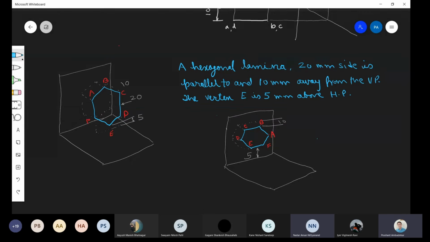What is the question saying? The question is saying that vertex E, or I can say corner E, is 5 mm above HP. So this also satisfies the question condition. E is 5 mm above HP. I can draw like this also, or I can have one more solution. Let me show that to you. This also can be the solution.